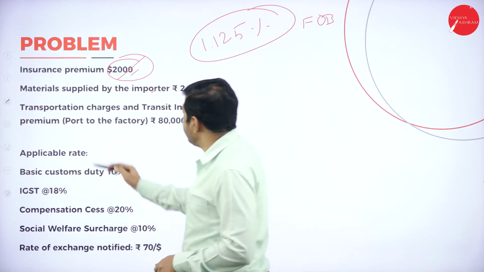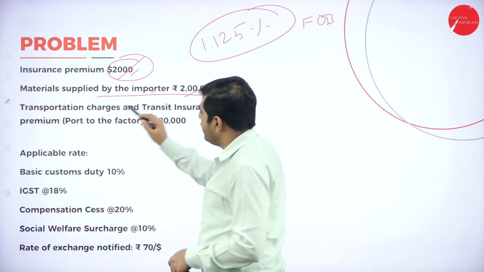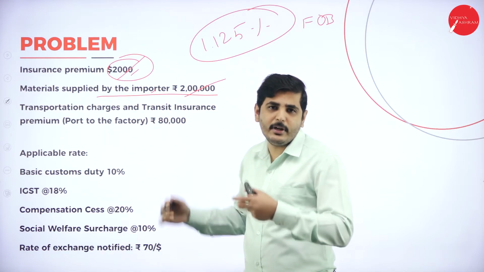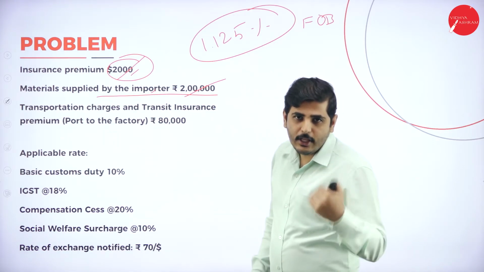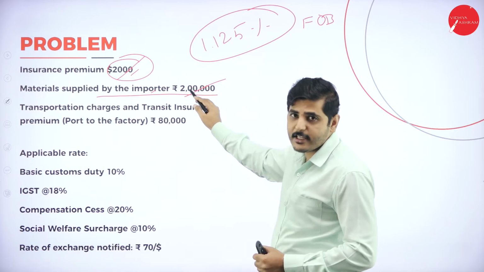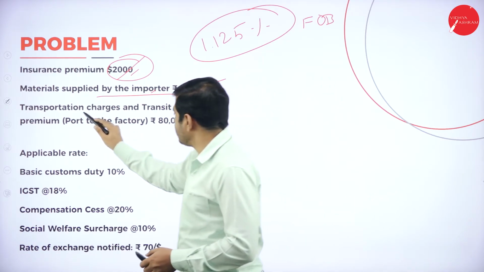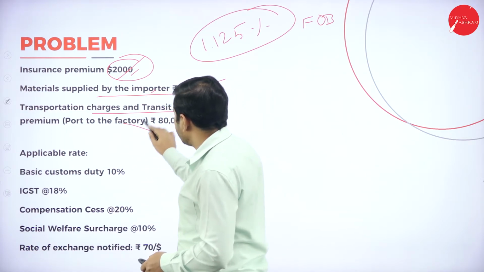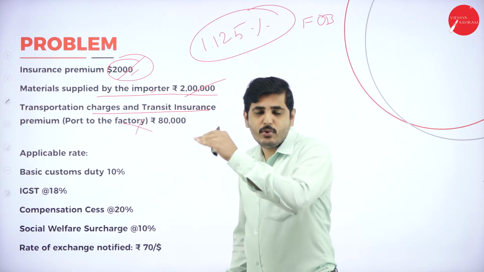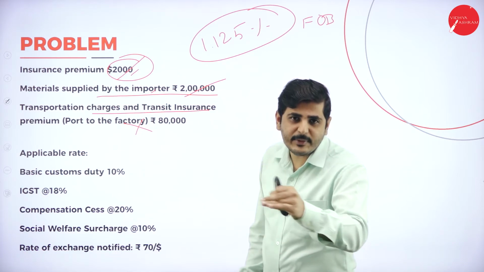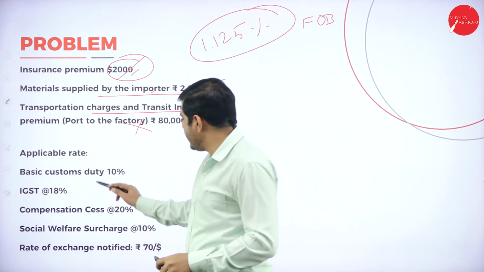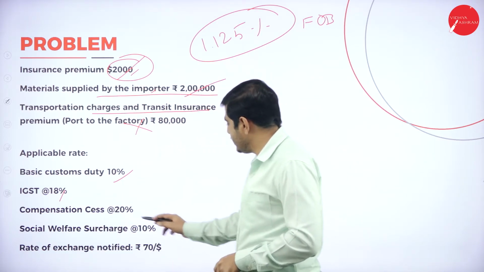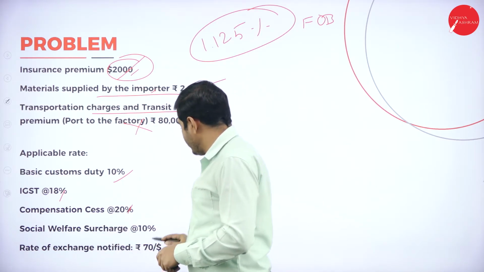Next point, material supplied by the importer we should consider. It may be supplied by the exporter or importer, but if it was before import, that transaction has occurred, we should consider it. Next one, transportation charges and transit insurance premium from port to factory we should not consider. Already I told you, once the goods reach the Indian port, any other expenses we should not consider. So it is basic custom duty 10%, IGST (integrated GST) 18%, compensation cess 20%, social welfare charges 10%.